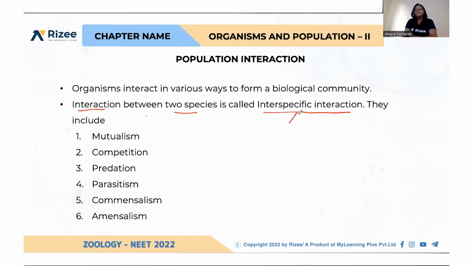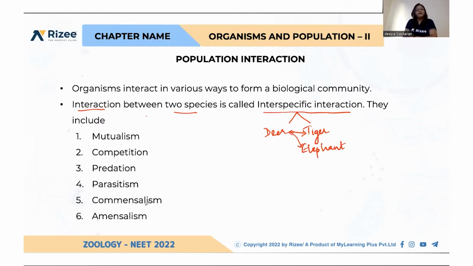Like, see here, if you take a jungle, deer and tiger, deer and elephant, both will be having different relationships. So deer and elephant, they used to have the same type of food, they can live nearby. But here the tiger and deer, it is not possible. So this is called interspecific interaction. Two different species, how they are interacting with each other. So that is called interspecific.